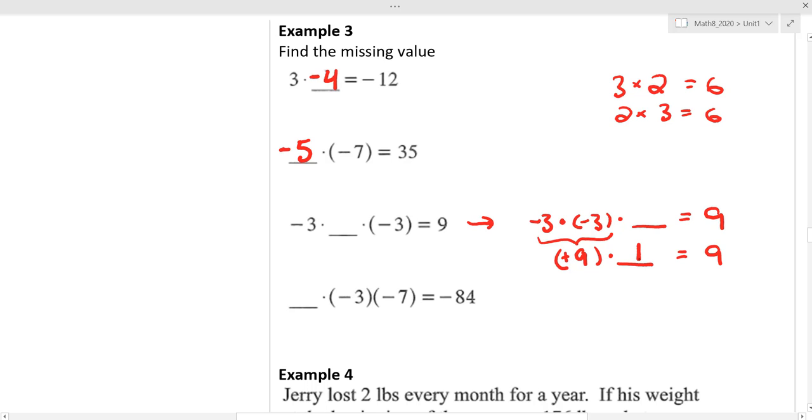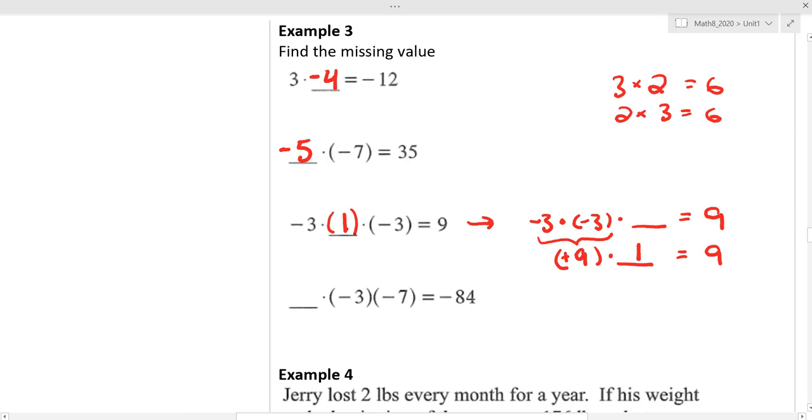Positive. No, it has to be negative. No, because we have a positive 9 times, all right? Because all the 3's are negative. Yeah, because two negatives make a positive. So if you add another negative in, the final answer is going to be negative. So there has to be a positive 1.